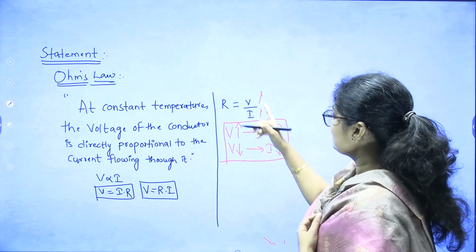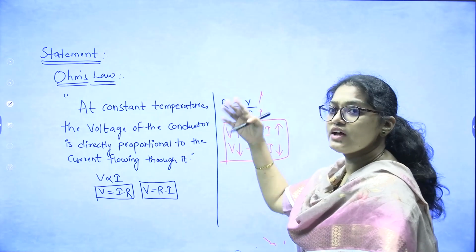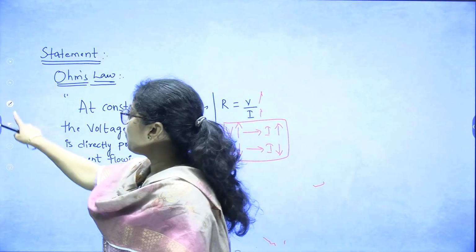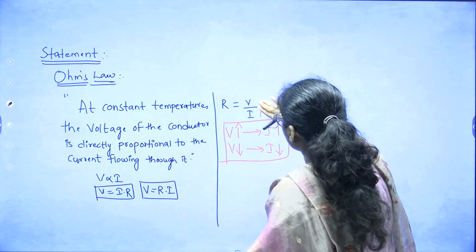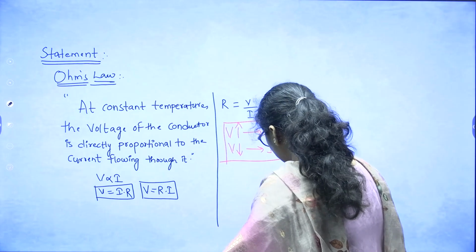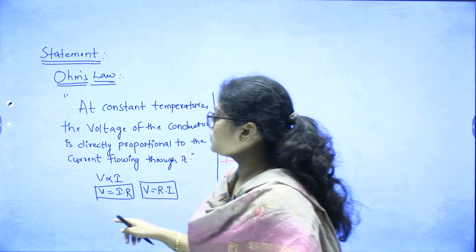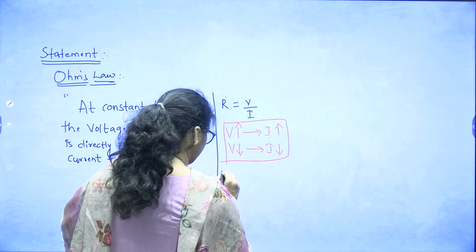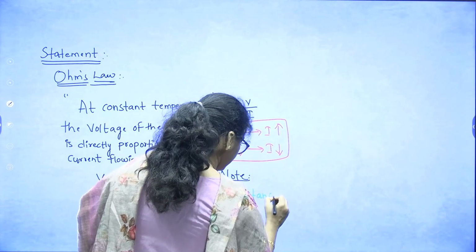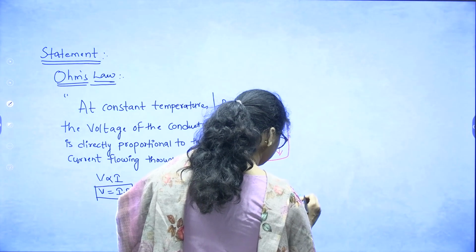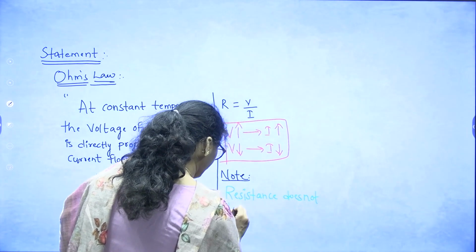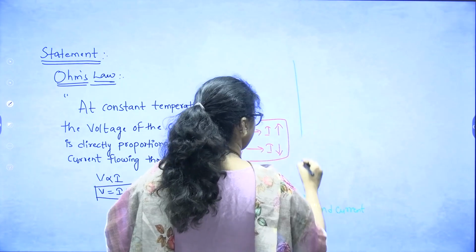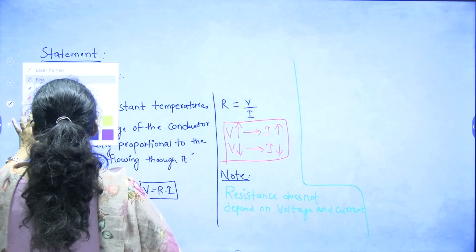So from this relation, can we say that resistance depends or does not depend? Yes, from this statement I can say that resistance does not depend upon the voltage and the current, because of the Ohm's law property. Ohm's law states that voltage is directly proportional to the current. So, a note point I'll write here. Note point: resistance does not depend on voltage and current. Clear? Yes. So all these are very, very important points.